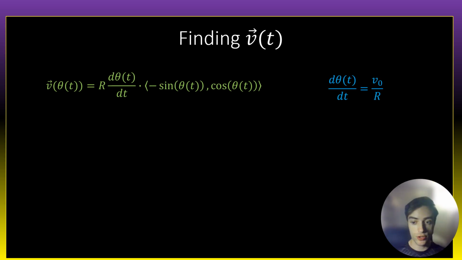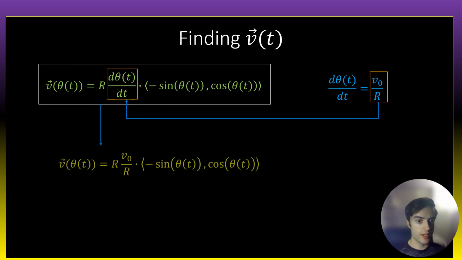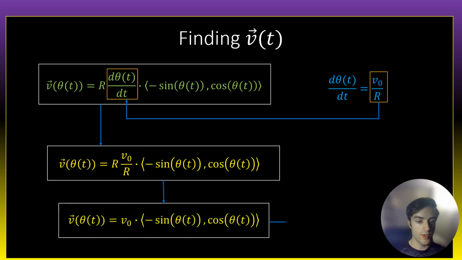So we retain the information in green about the velocity, and we retain the information in blue about the derivative of theta with respect to t, and then we could substitute v naught over r for d theta by dt. Then we can make the following conclusion: that velocity is equal to v naught multiplied by the vector negative sine of theta of t, comma cosine of theta of t. And so now we have found v of t. Specifically, we have found v in terms of theta of t, which is exactly what we need for the next step.